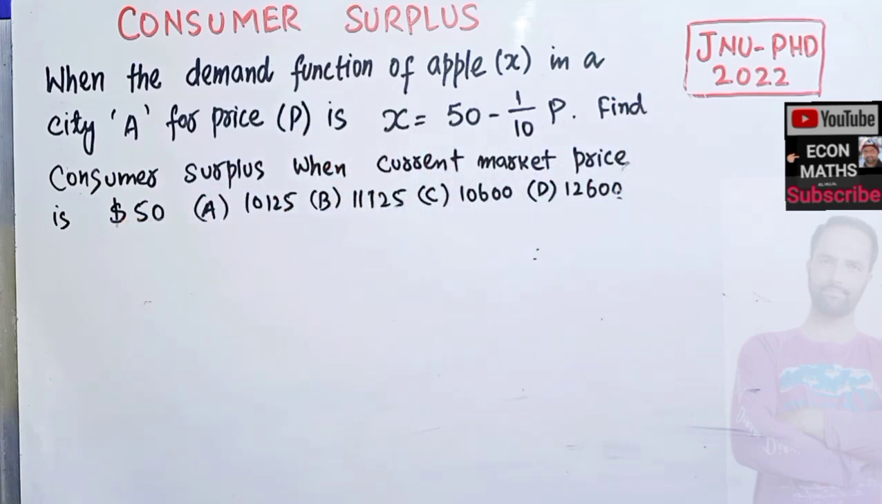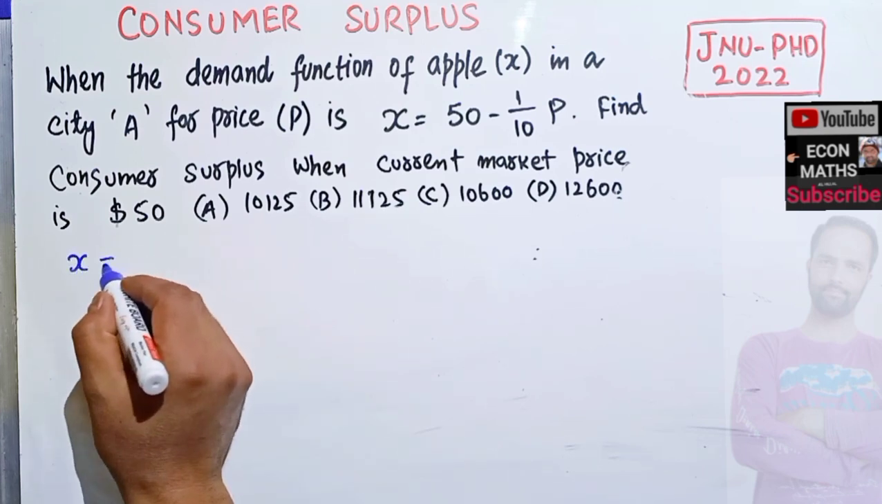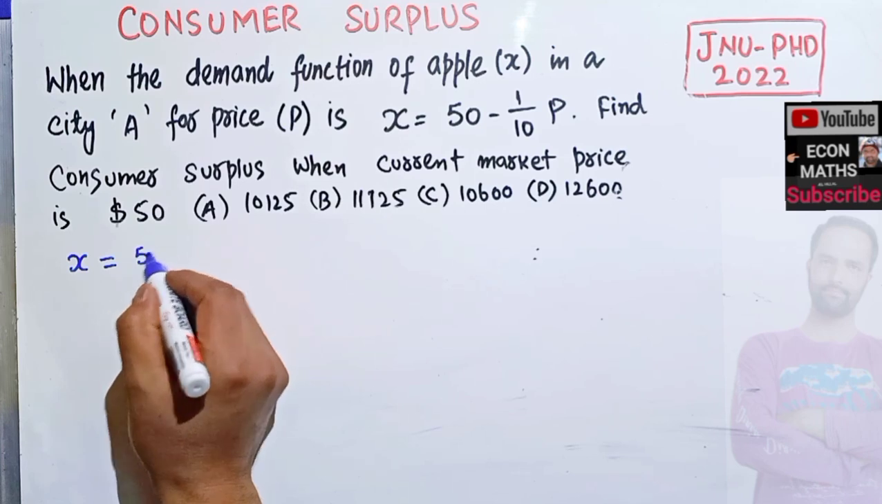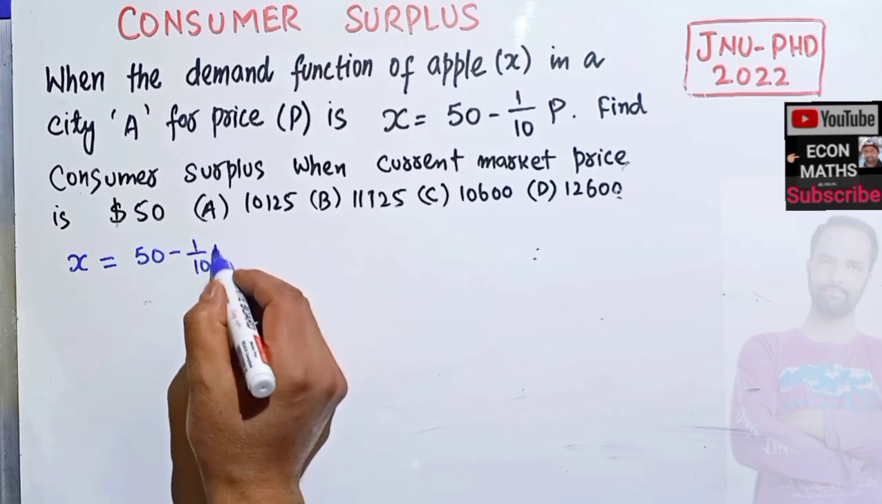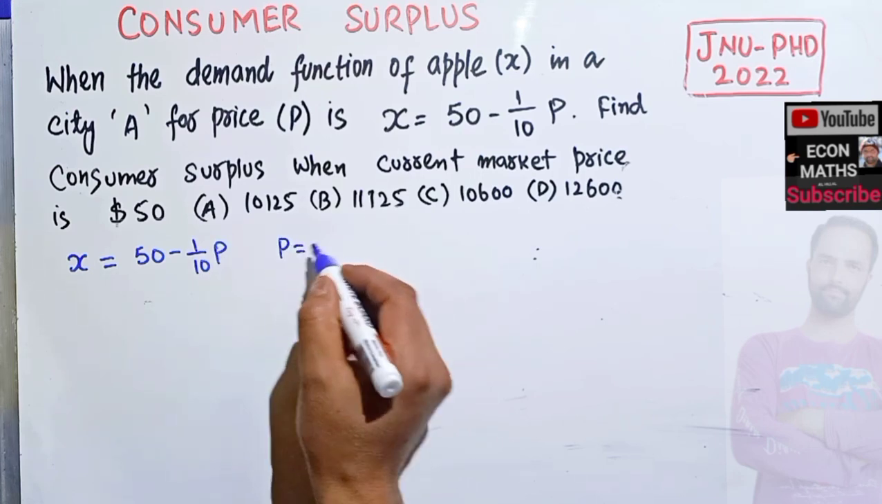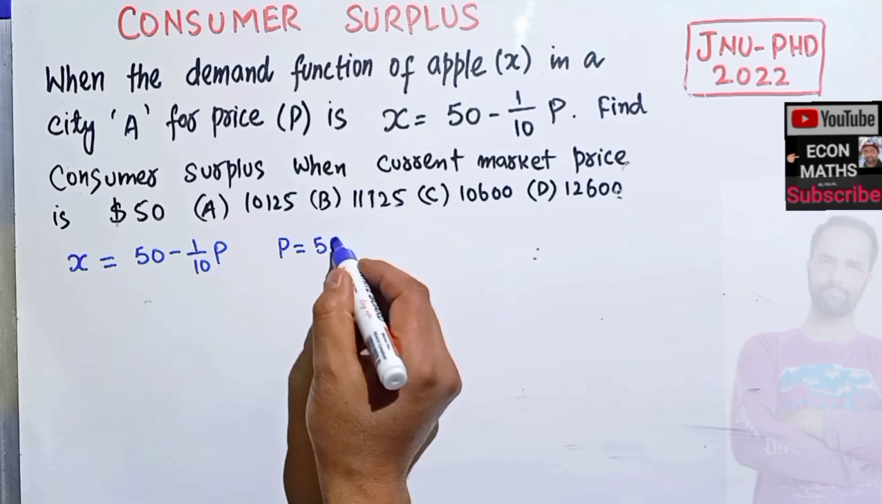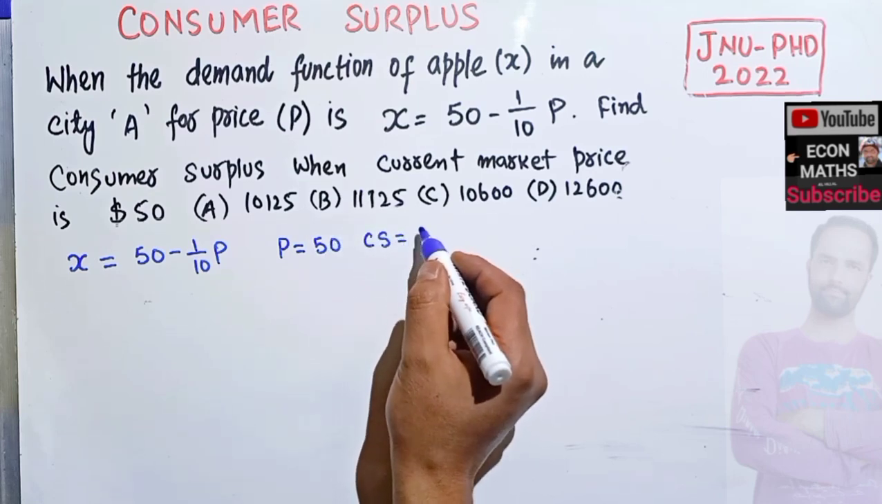Okay, so what we are being given? We are being given the demand function for Apple, that is x is equal to 50 minus 1 upon 10p. Current market price is being given as $50. We need to find out the consumer's surplus.